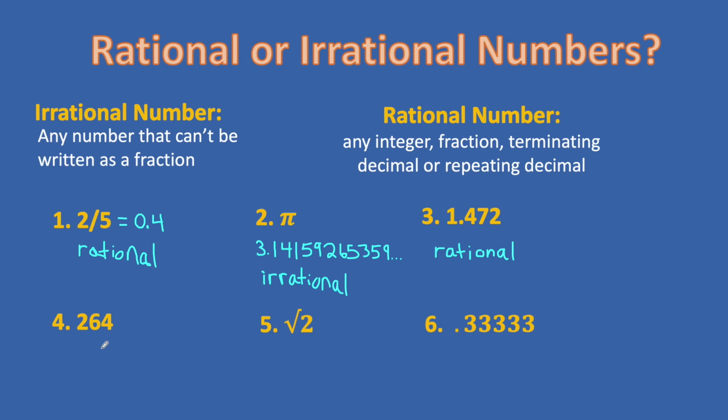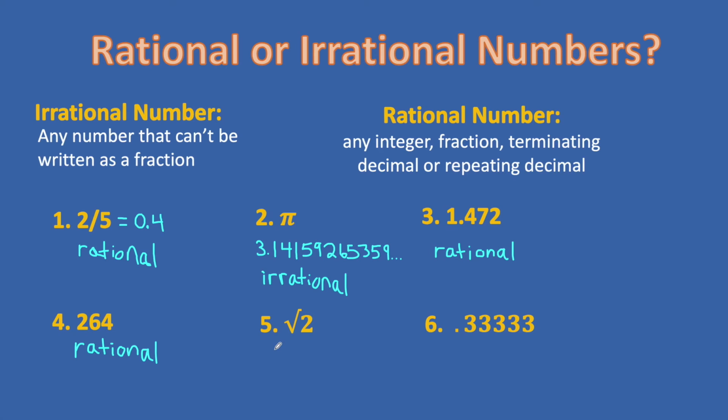Let's look at our next example. We have 264. So this number is an integer, and it's also a whole number. But since it fits the description of an integer, this is going to be a rational number. Let's go to our next one.